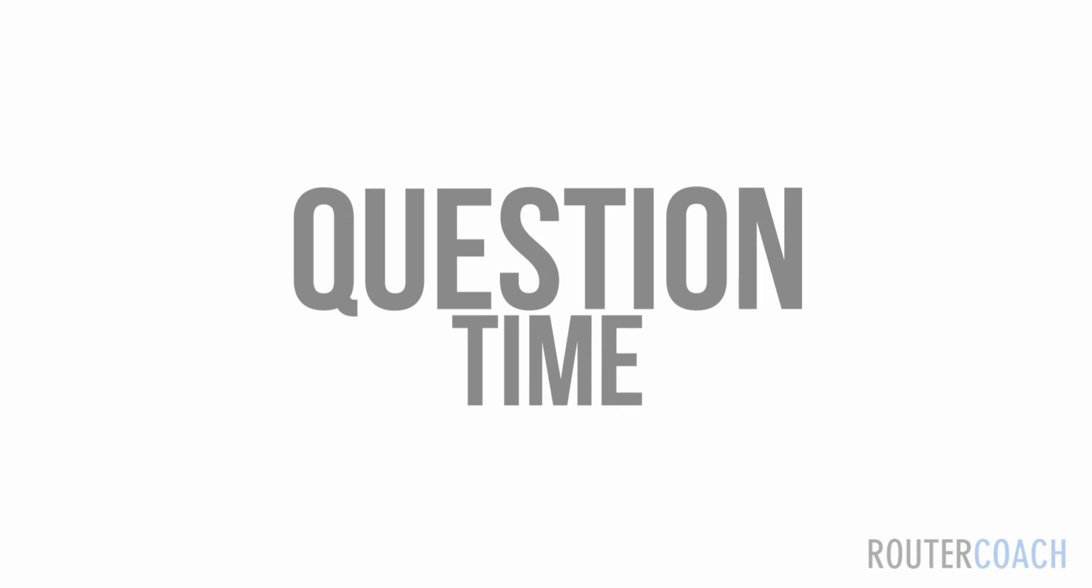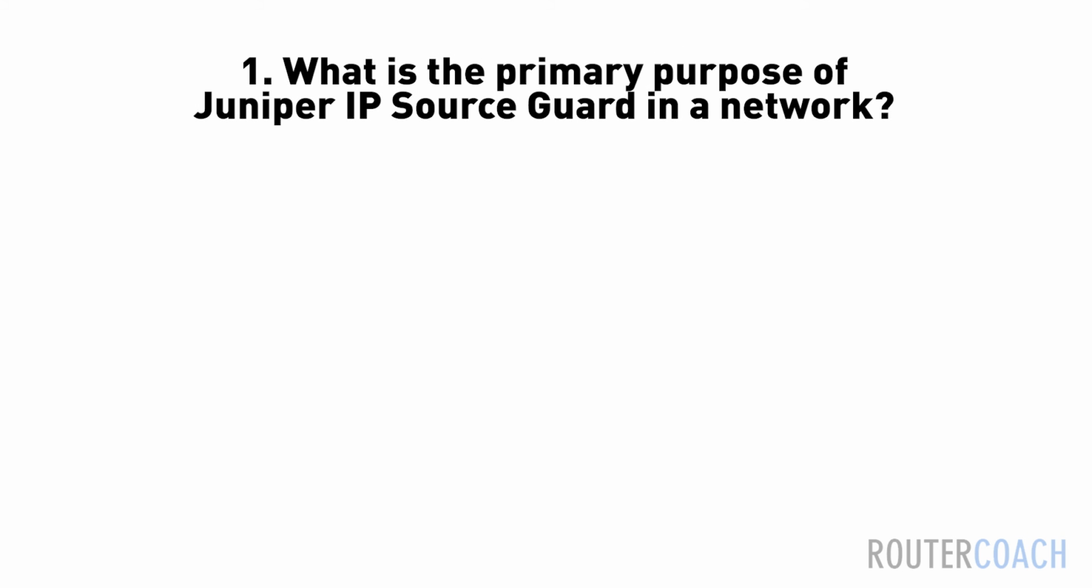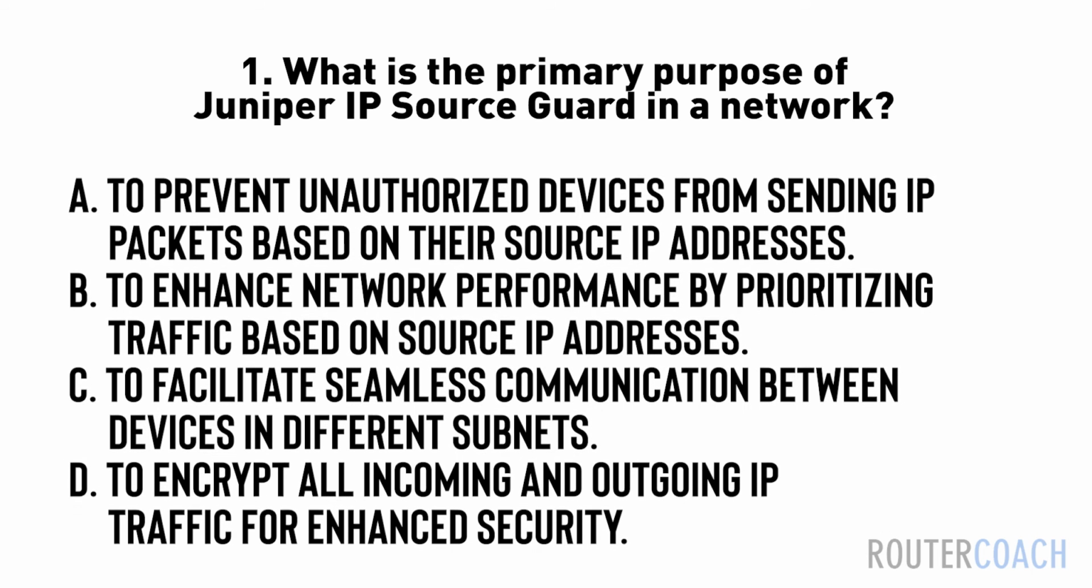It's question time. Question 1. What is the primary purpose of Juniper IP SourceGuard in a network? A. To prevent unauthorized devices from sending IP packets based on their source IP addresses. B. To enhance network performance by prioritizing traffic based on source IP addresses. C. To facilitate seamless communication between devices and different subnets. D. To encrypt all incoming and outgoing IP traffic for enhanced security. The answer is A.